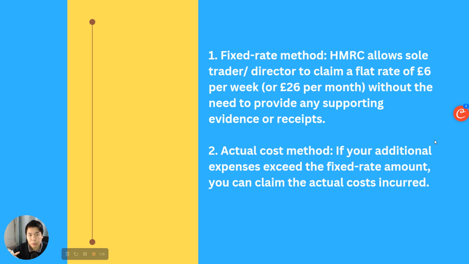The second method is the actual cost method, which you would ideally use if you have additional expenses that exceed the fixed rate amount. And that is what the calculator is used for. So let's jump into the calculator, and I'll show you how to actually use your calculator.